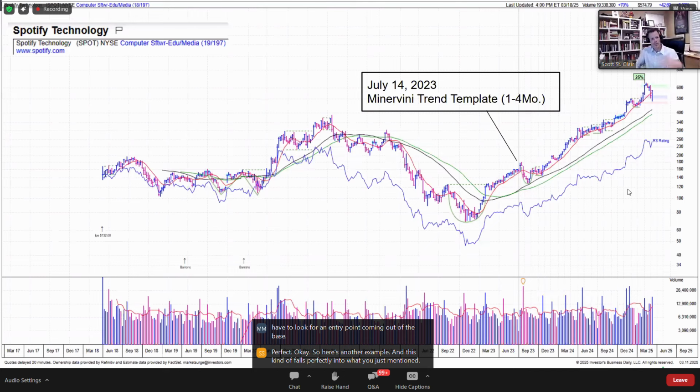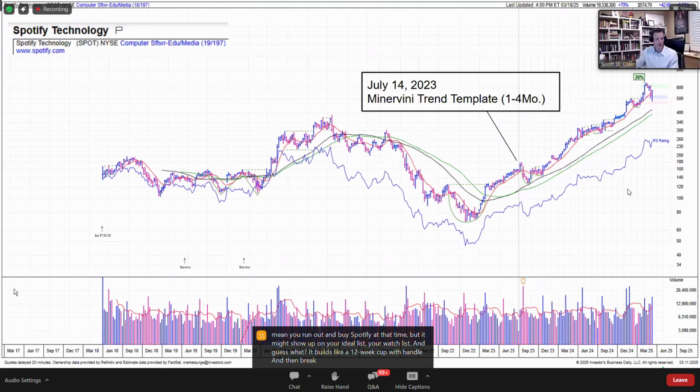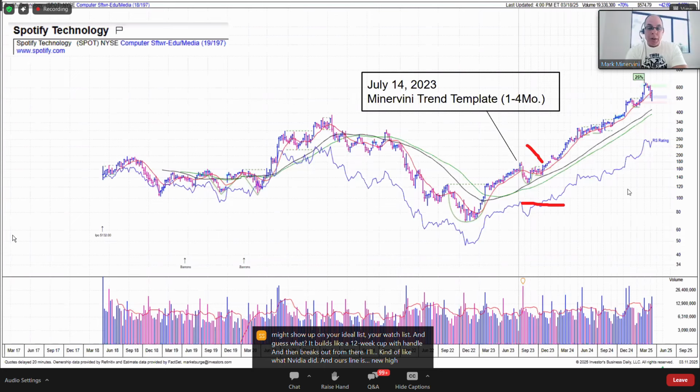Okay, so here's another example, and this falls perfectly into what you just mentioned. July 14th, it shows up on the trend template. That doesn't mean you run out and buy Spotify at that time, but it might show up on your idea list, your watch list, and guess what? It builds a 12-week cup with handle, and then breaks out from there, kind of like what Nvidia did. And the RS line is at a new high as well.